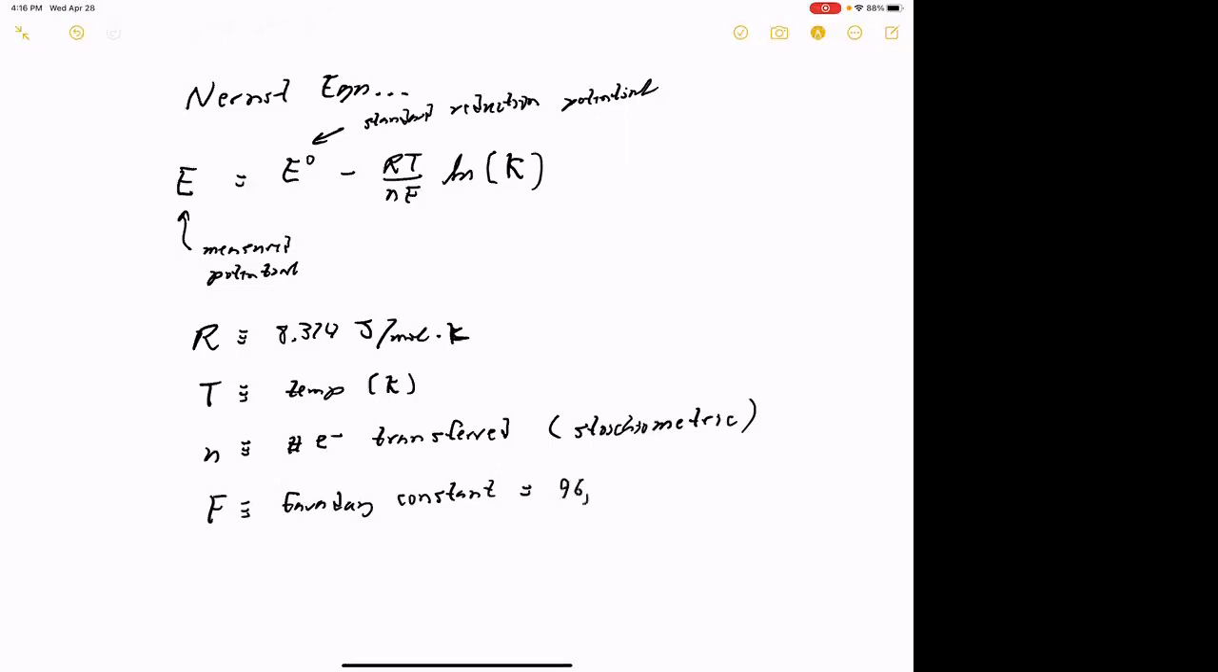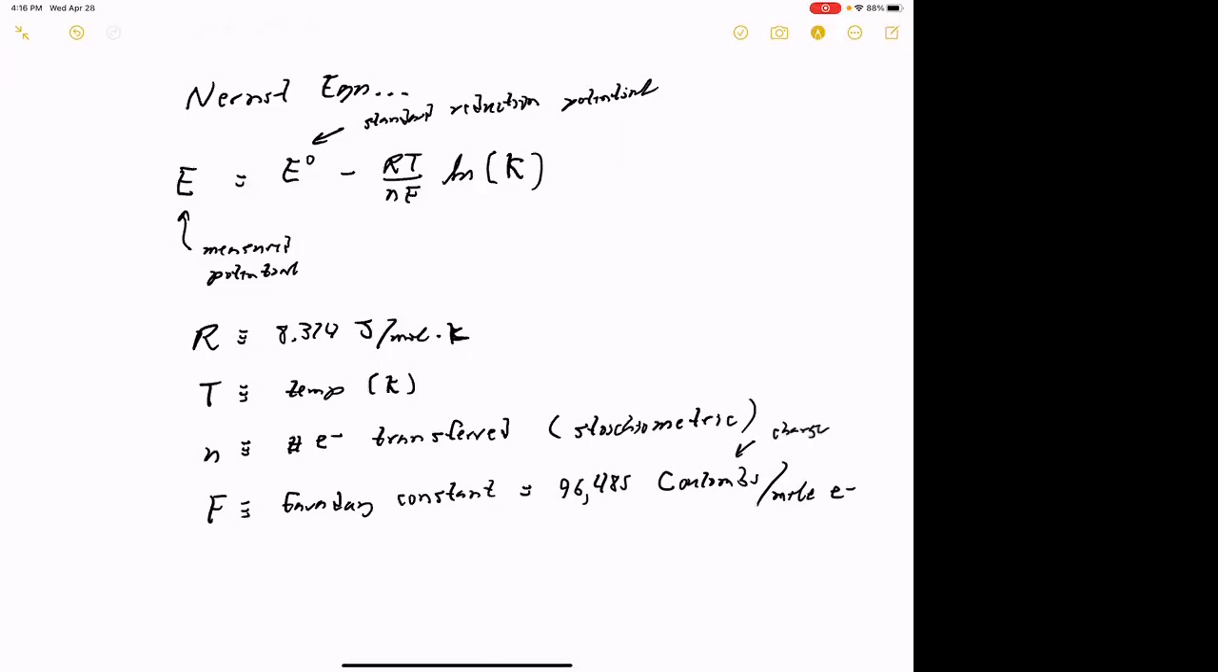96,485 coulombs per mole of electrons. So what's a coulomb? Anybody heard of a coulomb before? Do you know what that is? Isn't it a measure of charge? Yeah, it's a measure of charge.